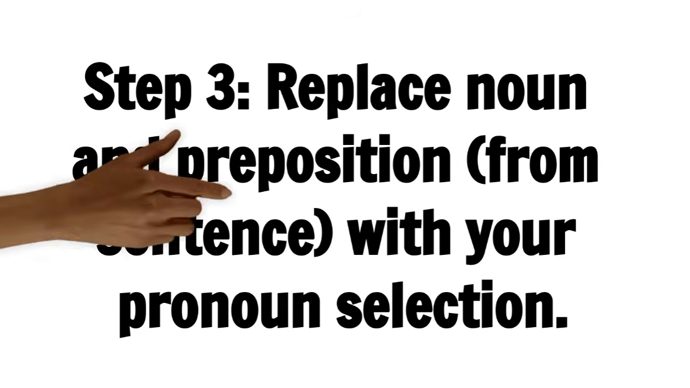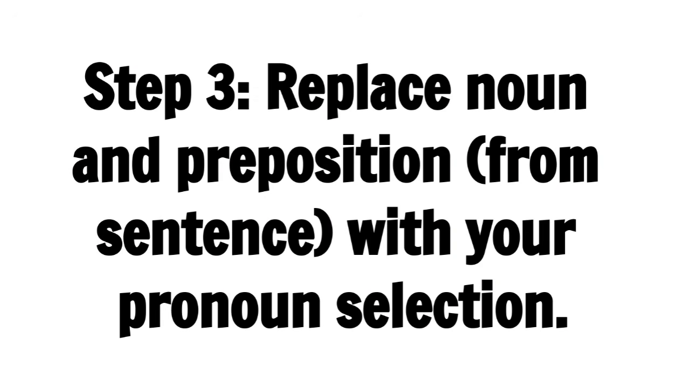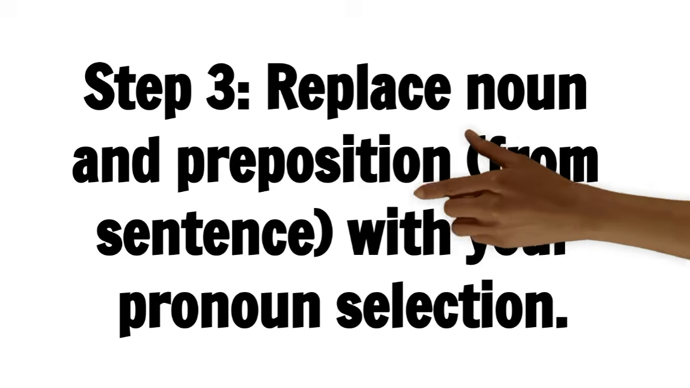On to step 3. Replace the noun and preposition from the sentence with your pronoun selection from step 2. In Spanish, our example sentence looks like this. Sara da un regalo a Cristina. We've emphasized the indirect object and preposition in parentheses.